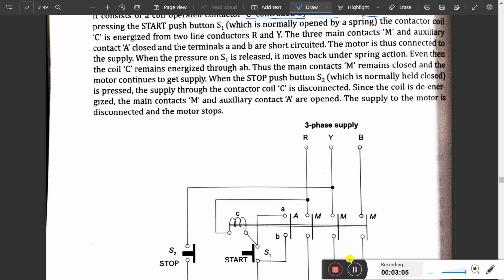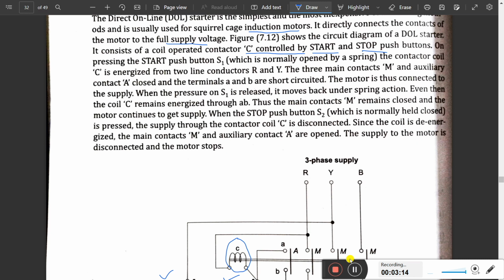If you observe this, we can see this is the C coil, it pulls to start and then stop. In the process of starting, button S1, which is normally open by the spring, is pressed and the contactor coil C is energized from the two line contacts R and Y. The three main contacts M and auxiliary contact A are closed and the terminals A and B are short circuited. The motor is connected to the supply. When the pressure on S1 is released, it moves back under the spring action. Even then the coil C remains energized through AB. Thus main contact M remains closed and the motor continues to get supply.